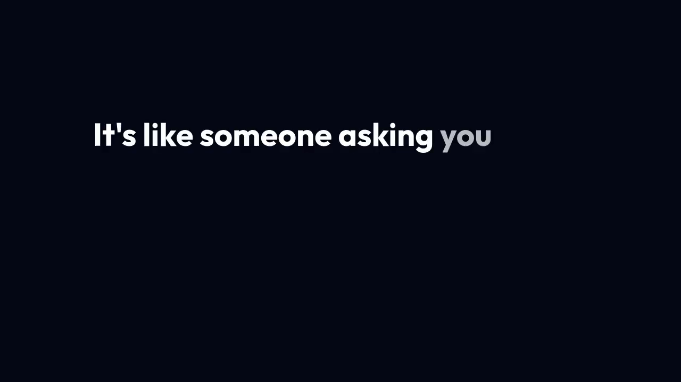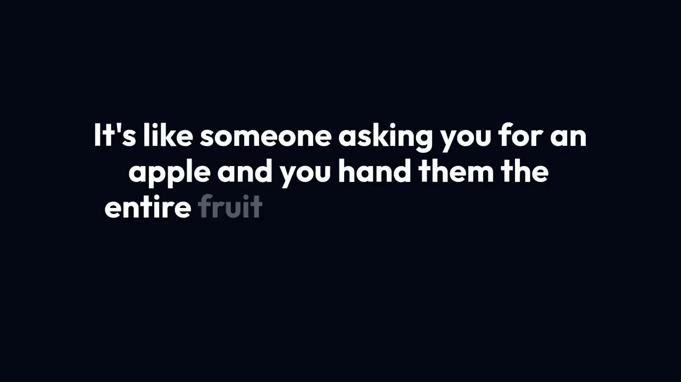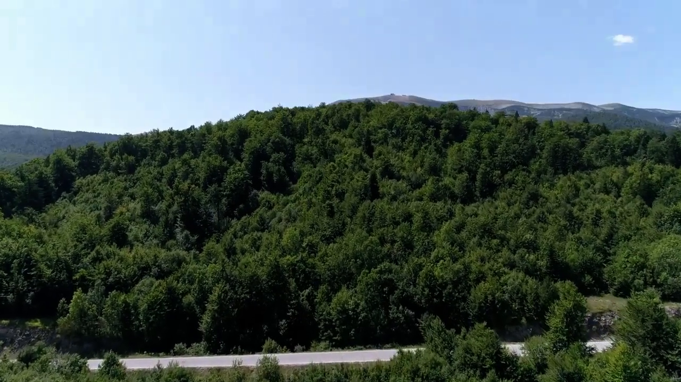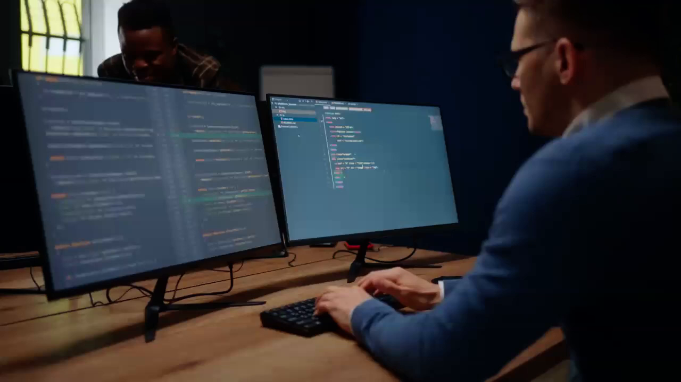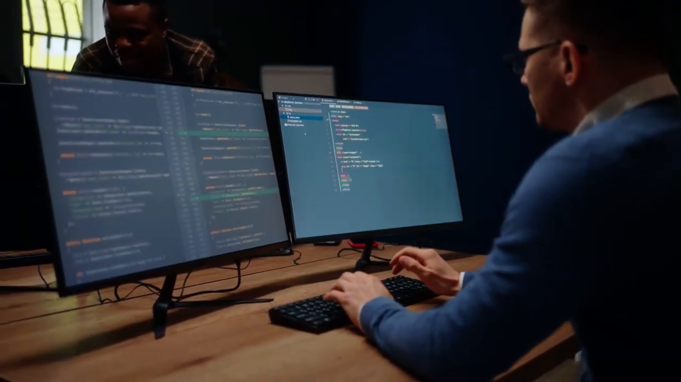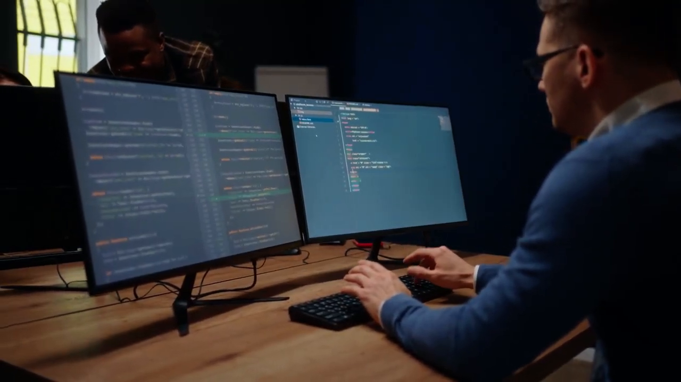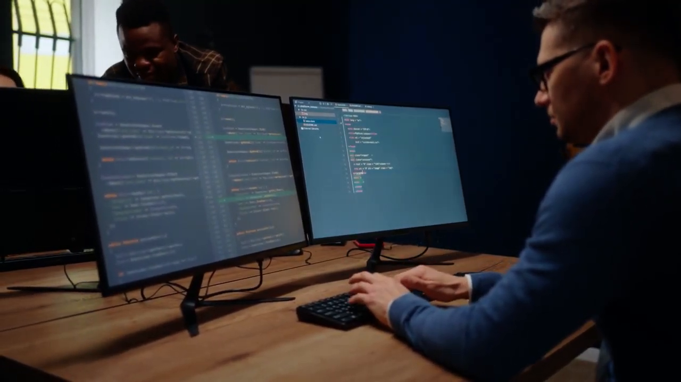It's like someone asking you for an apple and you hand them the entire fruit basket. The basket is not an apple. It contains apples, but it's not the apple itself. This mismatch is the root cause. You're trying to cast the container, ListObject, to the type of the item it holds, PigeonUserDetails, which is incorrect.